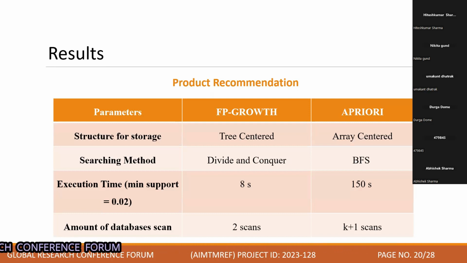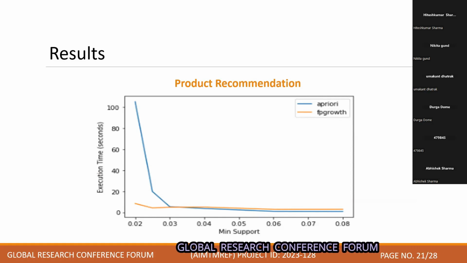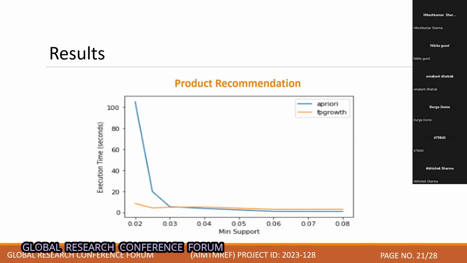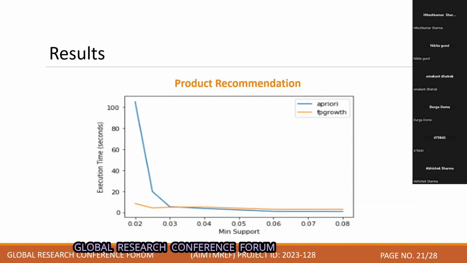Let's move on towards the graphical representation of the results. When comparing the execution time against the minimum support value ranging from 0.02 to 0.08, FP growth, as you can see, performs much faster, and you can see a sudden spike in execution time for Apriori. Hence, FP growth is much faster when compared to Apriori. Now let's conclude the overall paper.